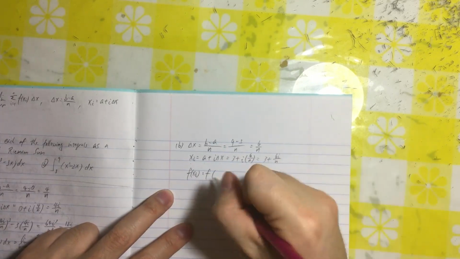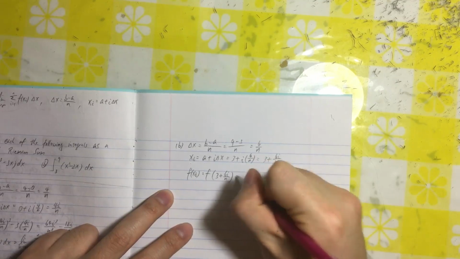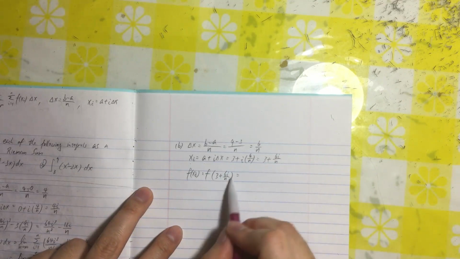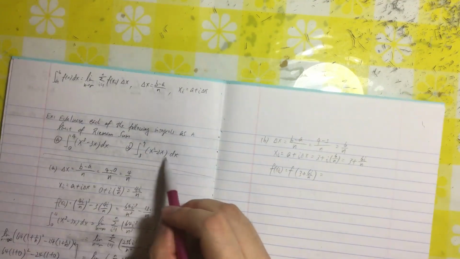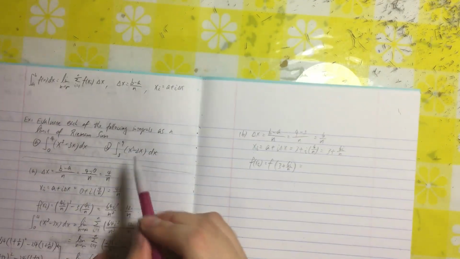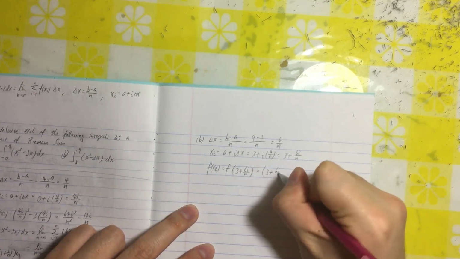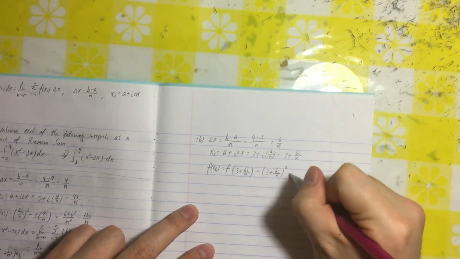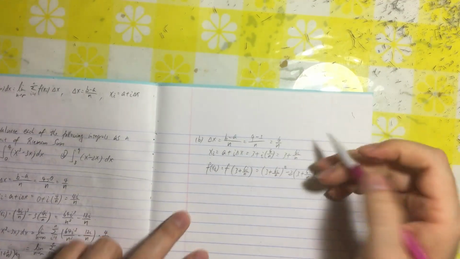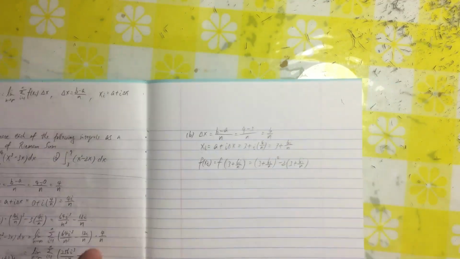Next, find f of s_i. s_i is 3 plus 6i over n. For f of 3 plus 6i over n, that means I plug 3 plus 6i over n into the function for x. Plugging 3 plus 6i over n for each x, I have 3 plus 6i over n squared minus 2 times 3 plus 6i over n. Plug this expression in for each x. Then simplify.